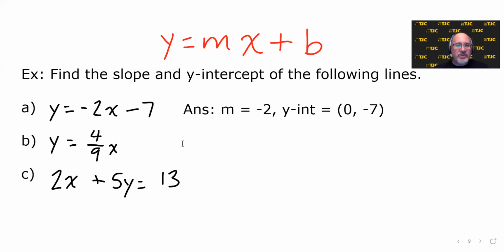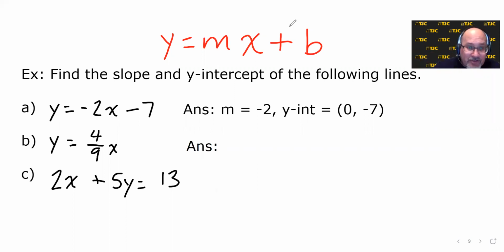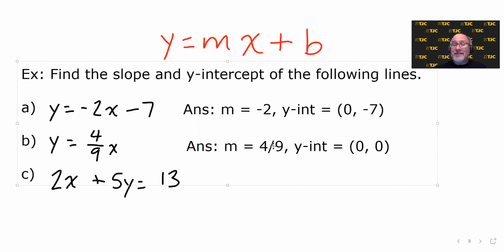Y equals 4/9 x. Now you may question whether or not this is in slope-intercept form because there doesn't seem to be a number at the end. But the truth is, there is. Because if you can't see the number, it's usually because it's a plus 0. Now you don't have to physically write the plus 0 in there, but it justifies that it is in slope-intercept form, and the slope is in front of the x, so the slope is 4/9. And the y-intercept is 0, comma, the number at the end, but the number at the end is also 0. So if you don't see the plus b at the end, it's because it's equal to 0.